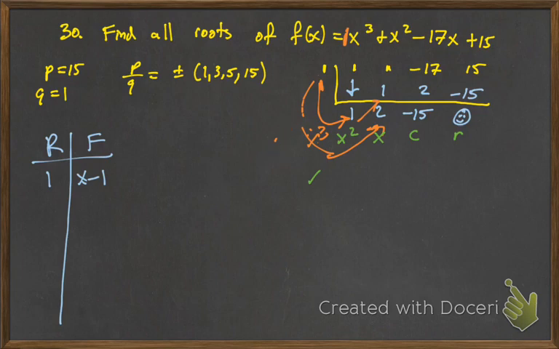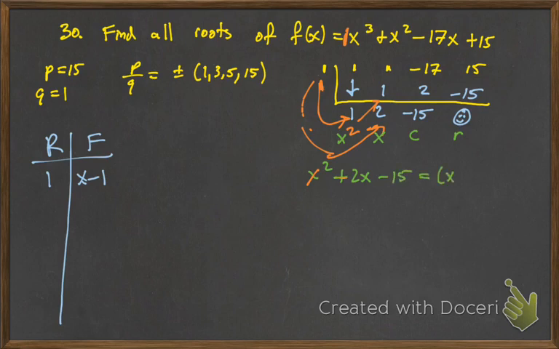Looks like the contact's not working so well. Okay. Anyways, so that's x squared. Uh-oh, I think I undid too much there. Okay, plus 2x minus 15.